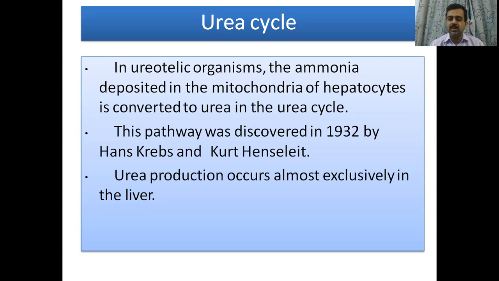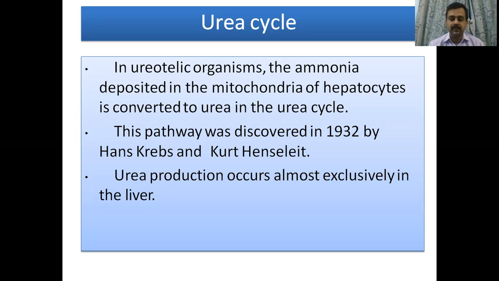In eukaryotic organisms, the ammonia deposited in the mitochondria of hepatocytes is converted to urea in the urea cycle. This pathway was discovered in 1932 by Hans Krebs and Kurt Henseleit. Hans Krebs is the same person who discovered the citric acid cycle, which we have already covered in some previous lectures. Urea production occurs almost exclusively in the liver. Urea at a higher level is said to be toxic in nature, and therefore it has to be removed through the urea cycle.